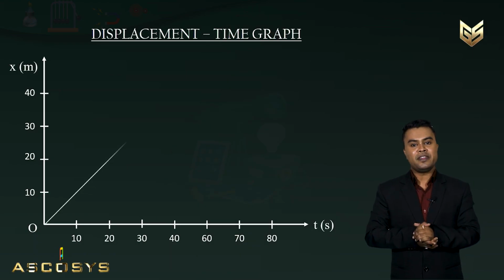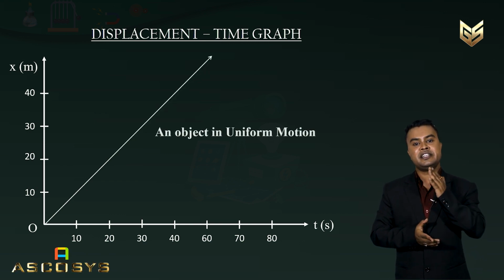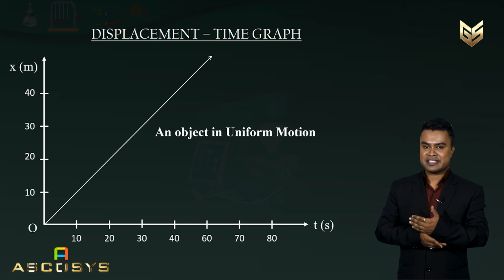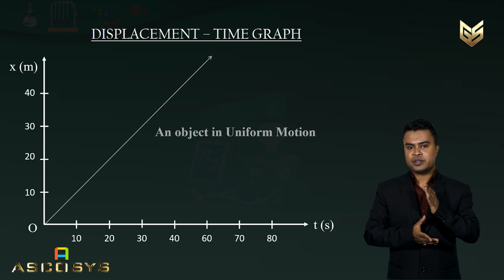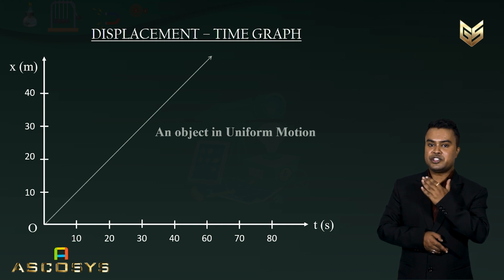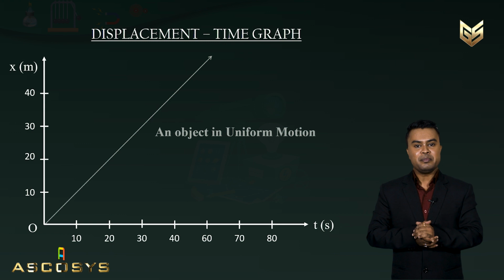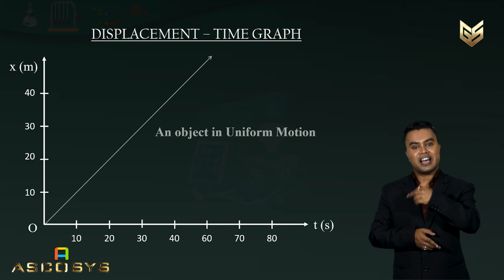Second part, when the body is in uniform motion, it means there is a displacement with time. So again, if you put time on the x-axis and displacement on the y-axis, the graph which we will get is a linear graph. That linear graph shows that the change of displacement is done in regular intervals of time. Means 2 meter in 2 seconds, then another 2 meter in another 2 seconds.